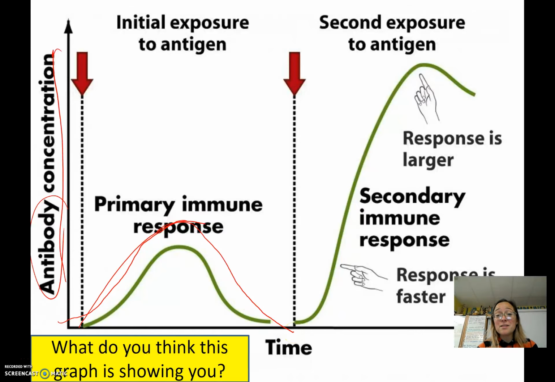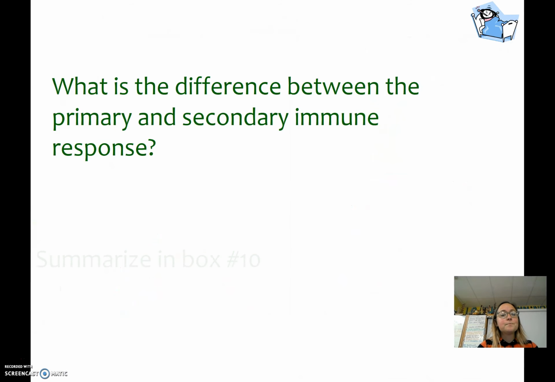Let's pretend then a month later, your friend gets the exact same pathogen, and you get exposed to it a second time. Bam! Your memory cells are ready to go. And now your secondary immune response is much quicker, and you don't actually get sick. You might feel off for like a day, but you don't get the full-blown sickness all over again. Okay, so that's your box 10.